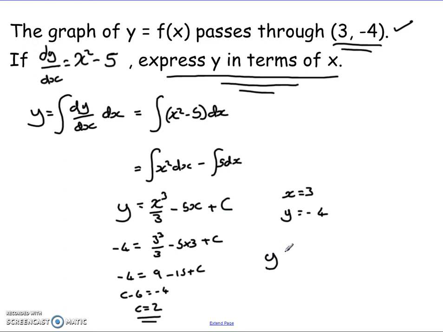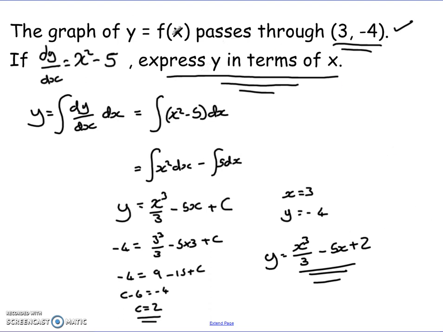So you now have to express the full thing as y equals x cubed over 3, take away 5x plus 2. Now you've done it. Now you've expressed y in terms of x, including that constant of integration. Now we're finished. Do not ever forget to do that. You have to include that in there. That could cost you marks if you don't.